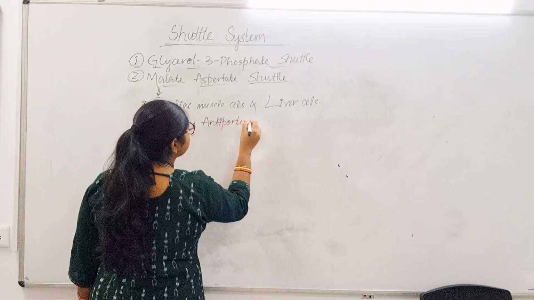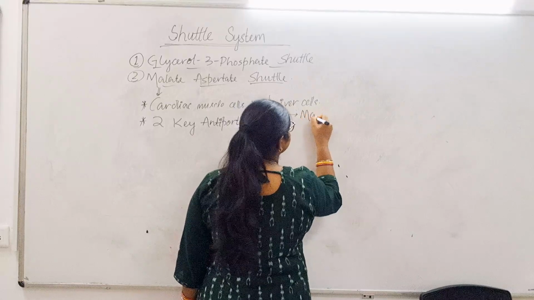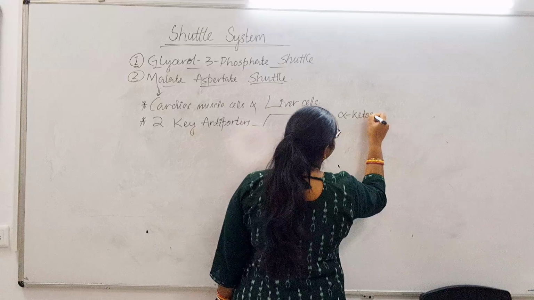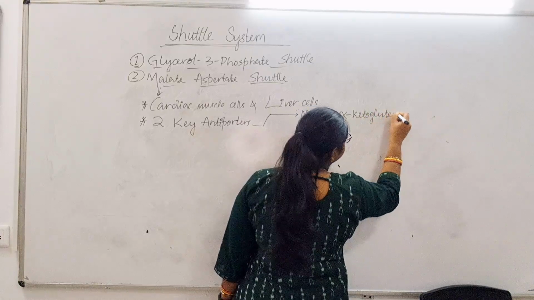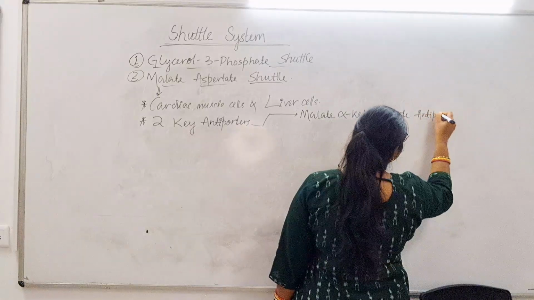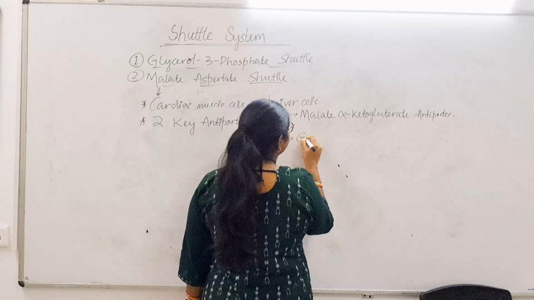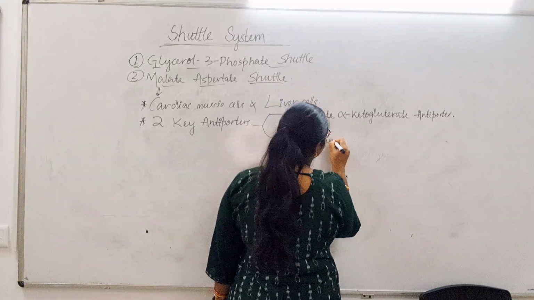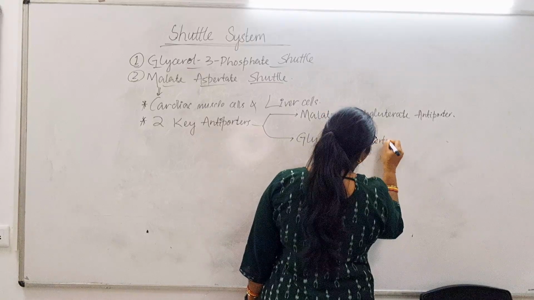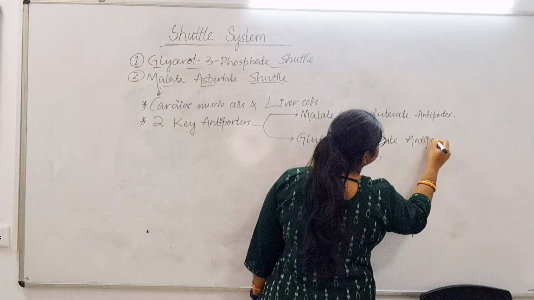These are the malate alpha ketoglutarate antiporter, and the second one is the glutamate aspartate antiporter.